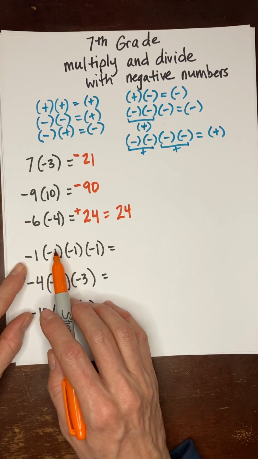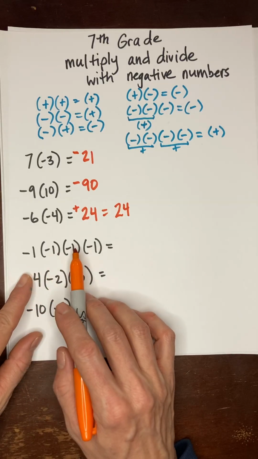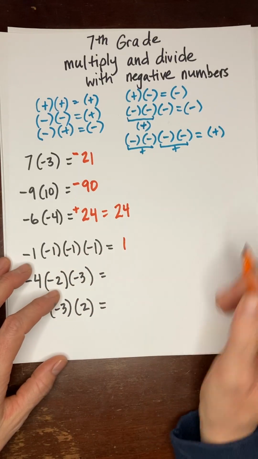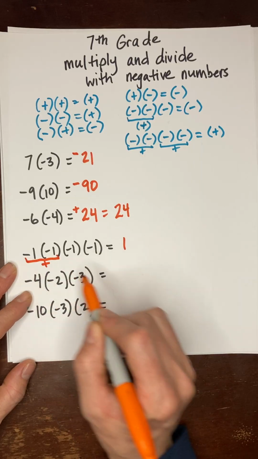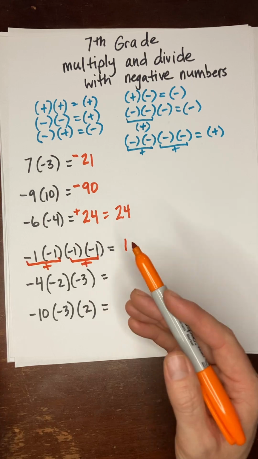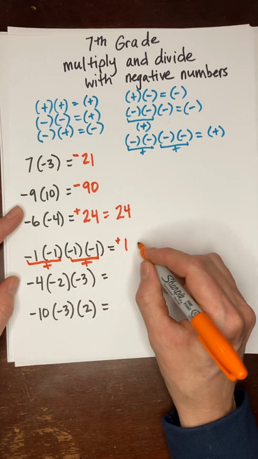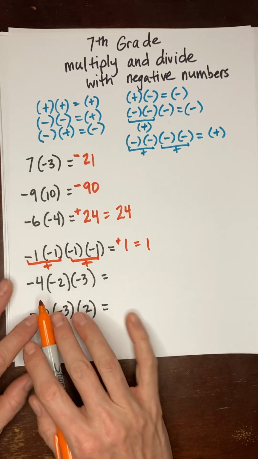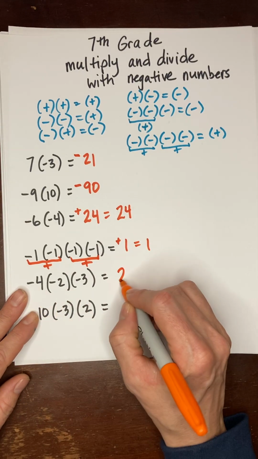So I have a minus times a minus. Well, let's do that second. Let's multiply our numbers first. 1 times 1 times 1 times 1 is 1. Now I have a minus times a minus, that gives me a plus, and another minus times a minus, which gives me a plus. So I'm always going to look for pairs of negative numbers. A plus times a plus is a plus. So it's just 1. Let's do our next one. 4 times 2 is 8. 8 times 3 is 24.